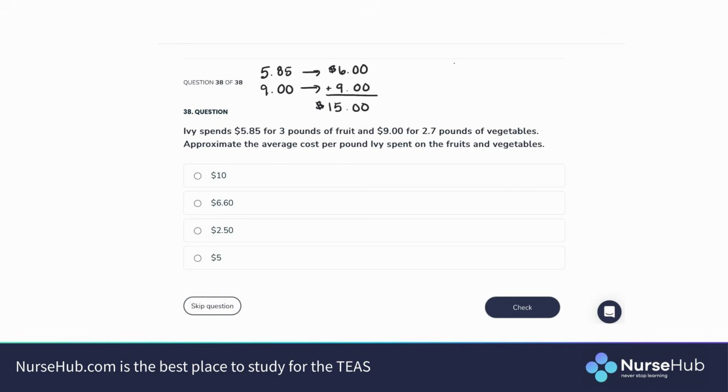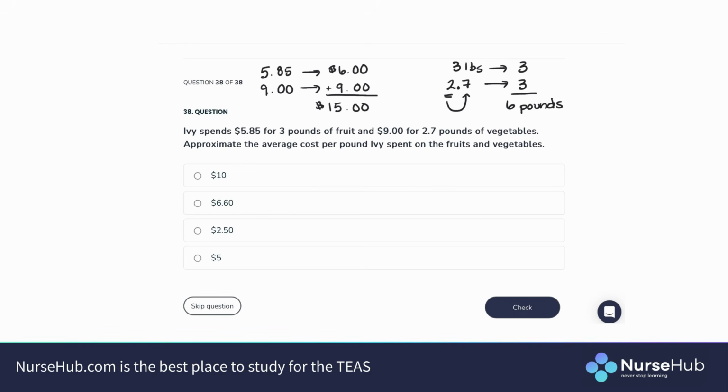So same idea, 3 pounds, we're not going to change that number at all. 3 is a single digit number. It is super easy to use. 2.7 on the other hand, not. So we're going to round 2.7 to the nearest whole number. 7 tells the 2 to round up, so we also have 3, which tells us a total of 6 pounds.